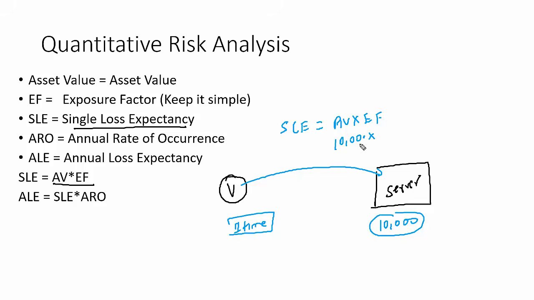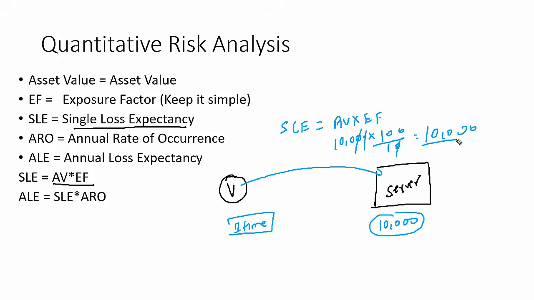I'm assuming if the server is down, it will be down for everything, so we keep 100%. Let's take an example. So overall SLE loss for me is $10,000. When we work in production, we always take exposure factor as 100% only, because we cannot assume. So exposure factor is all about percentage of loss.